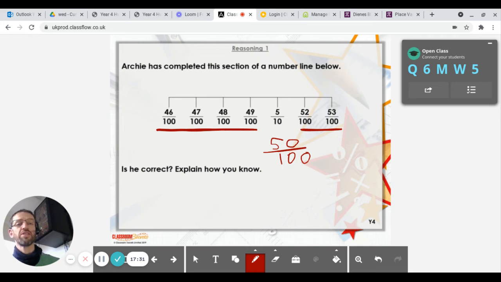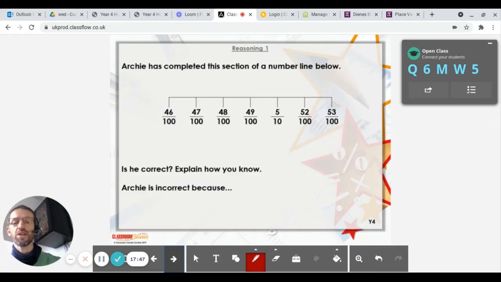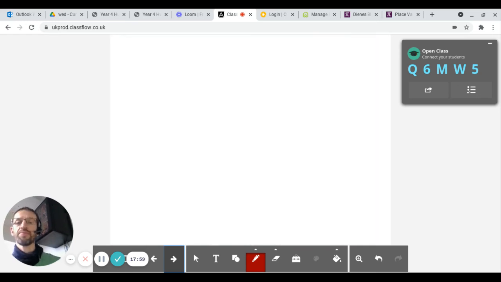That's right. There is something missing. He has missed out number 51, 51 hundredths. He's done 46, 47, 48, 49, 50, and then he's gone straight to 52. So we need to explain how we know. Archie is incorrect. That means he's wrong because he has missed out 51 hundredths, which would go in there, but he didn't write it out properly.